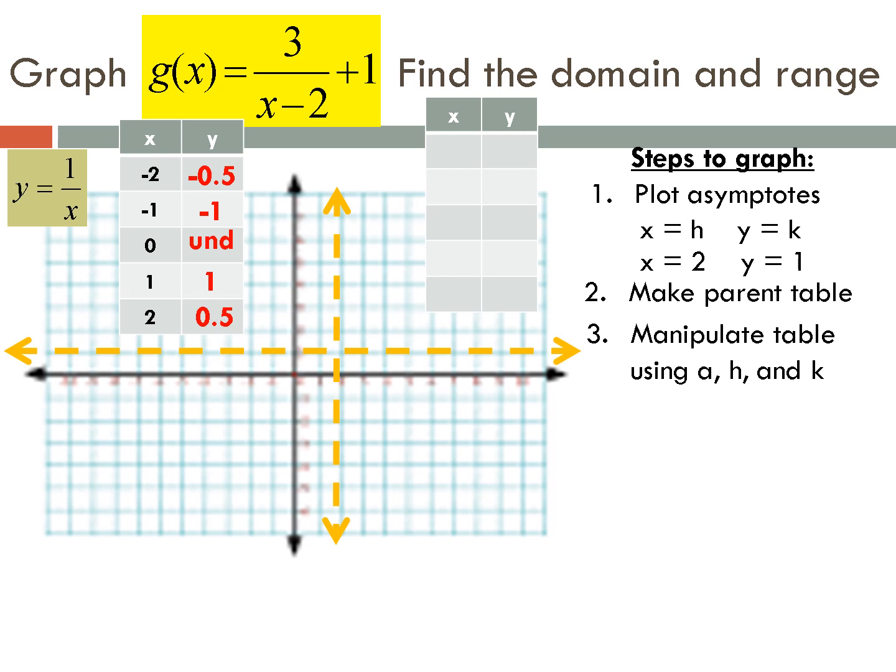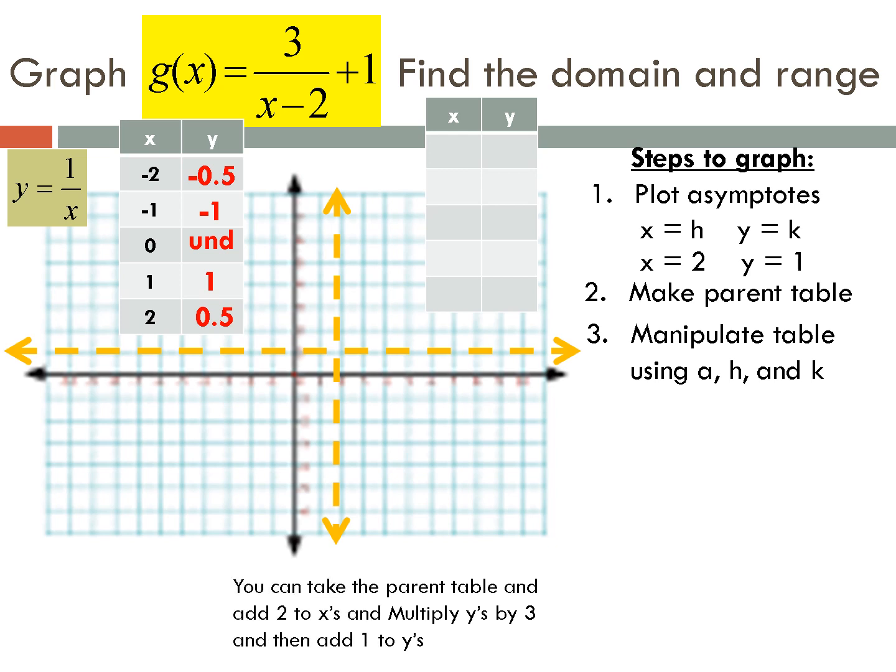Now, we are going to manipulate the table using A, H, and K. So to go from old x's to new x's, it says I subtract 2, but remember, it's opposite day. So instead of subtracting 2 from every x, I'm going to add 2. Now, for the y value, A and K affect the y value. So do I multiply by 3 and then add 1, or add 1 then multiply by 3? Remember, PEMDAS is still in effect, so we have to multiply by 3 and then add 1. So let's do the x's first.